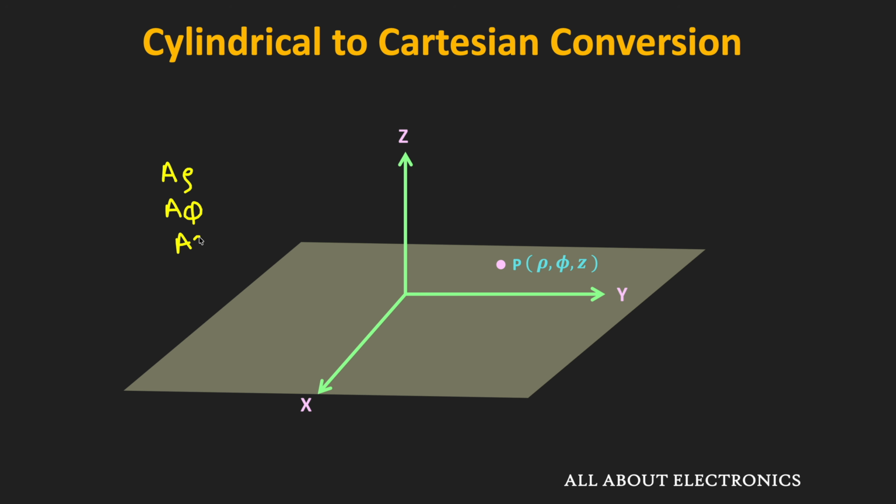So to find that, first let us project this point on the xy plane. Here, this distance will be the z. So in this way, we will get our z coordinate. As you can see over here, in both coordinate systems, the z component remains the same. Now, let us connect this point with the origin. This distance represents the rho. And now, the angle made by this line with the x-axis represents the azimuth angle, that is equal to phi.